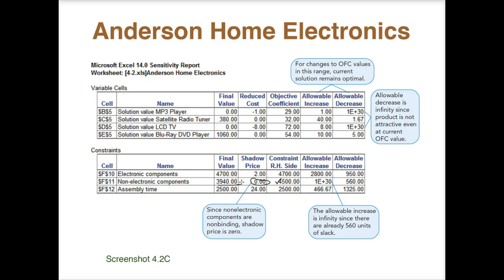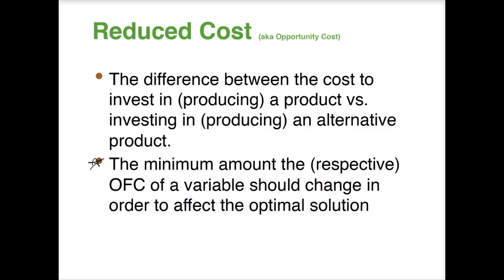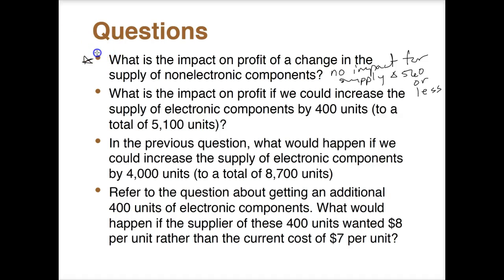Now, of course, if we get below the 3,940, then it will change. But according to what we currently see, there is not going to be a change as long as we don't go below 3,940. Of course, we can increase it as much as we want, but we just can't go below the 3,940. Okay, so that is the answer to the first question here.